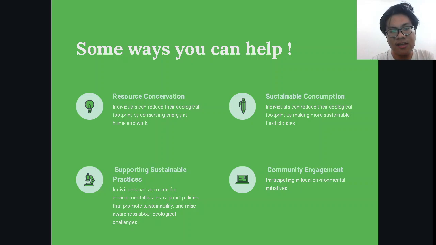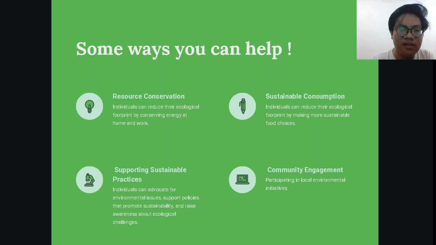Next is sustainable consumption. We can reduce our ecological footprint by making more sustainable food choices. This includes consuming less meat, particularly red meat, which has high environmental impact due to its resource intensive production. Choosing locally sourced and seasonal foods can also reduce the carbon footprint associated with transportation, fascinatingly enough.